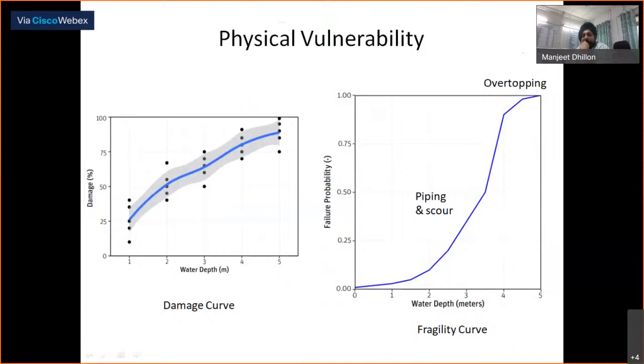Now, so far as vulnerability is concerned, it could be physical as well as non-physical, as we have seen in our last slide. And for physical vulnerability, we have the damage curve, which is very important in the sense that at what water depth, what will be the damage. And these are actually the 95% percentile on either side, and this is the best fitting curve. And this basically is about evaluation of damage, how the damage will be related to water depth.